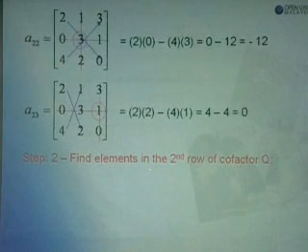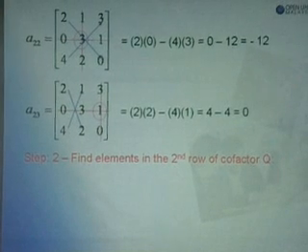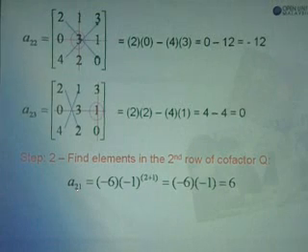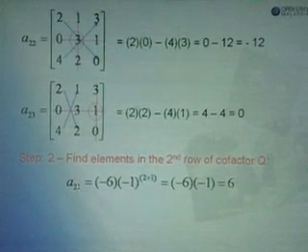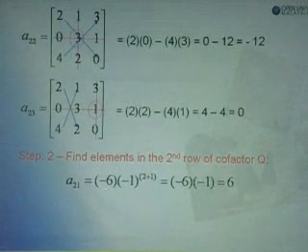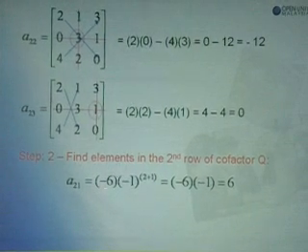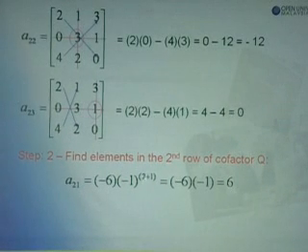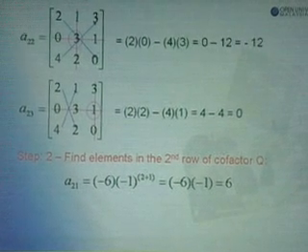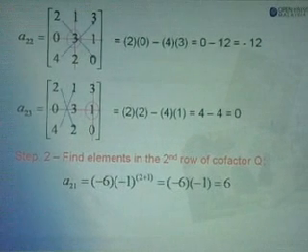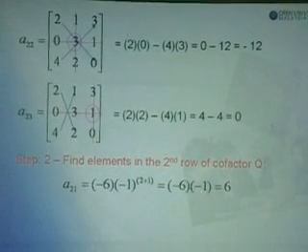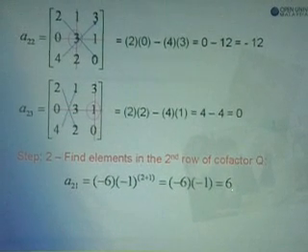So the next step is to find the elements in the second row of the cofactor of Q using the formula, right? A, 2, 1. That means the first element in row 2, which is at row 2, column 1. So we will take the minor at this location, which is negative 6, times negative 1 to the power of 2 plus 1, which we get from here. So the answer will be negative 6 times negative 1 to the power of an odd number. 2 plus 1 is 3, which is odd. So the negative will remain as negative 1. So negative 1 times negative 6 is 6.